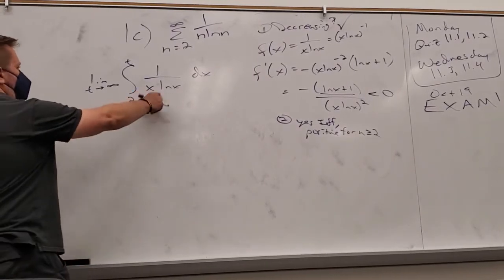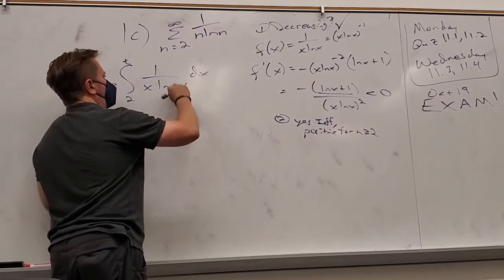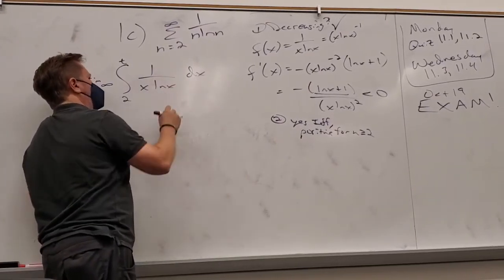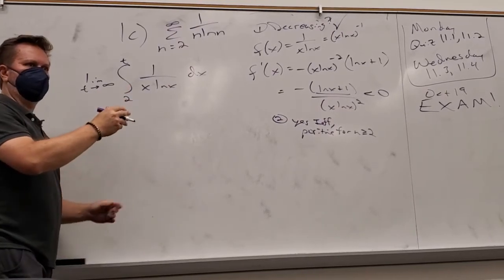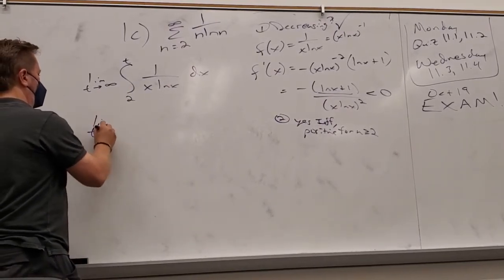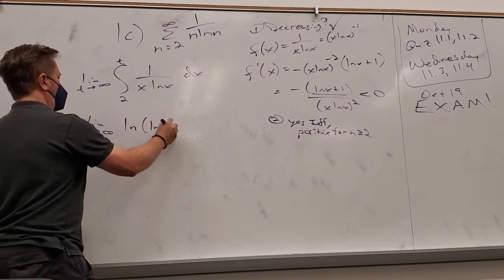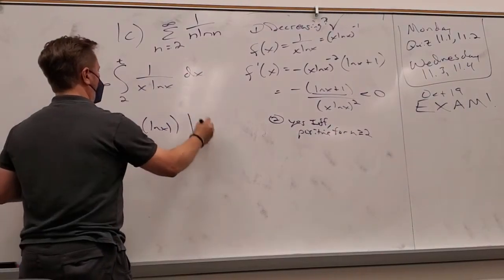How do you do the integral of this? You said, u is ln, du is 1 over x, so you get 1 over u, so you get ln of x. I'm just going to cut to the chase. Is that all right? ln of x from 2 to t.